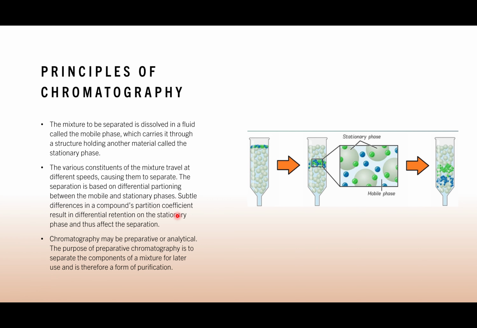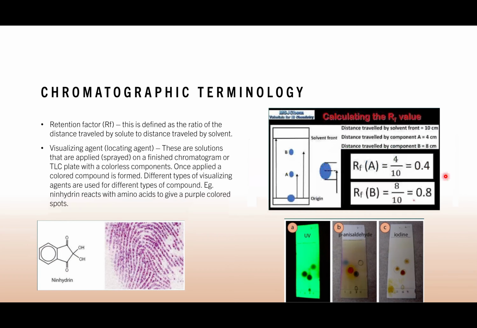All right. So chromatography may be preparative or analytical. The purpose of preparative chromatography is to separate the components of a mixture for later use and is therefore a form of purification. So it's used for purifying stuff, okay? So we have that there.